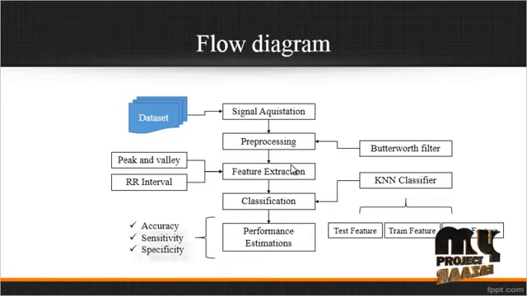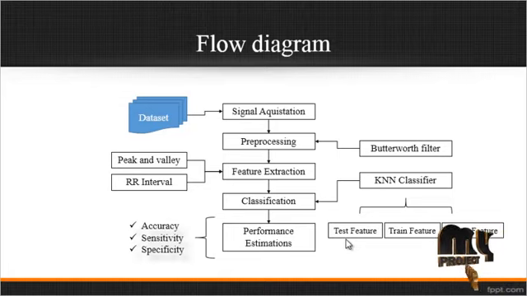After the noise-free signal, the feature extraction is carried out using two methods, that is the peak and valley detection and the RR interval. By using these two steps, we can extract feature values, that is the feature points, from the signal. After the extraction of the feature points, that is considered as the test feature. After extracting the test feature, the classification is done using the KNN classifier. KNN is abbreviated as K nearest neighbor. After the classification, the performance is estimated.